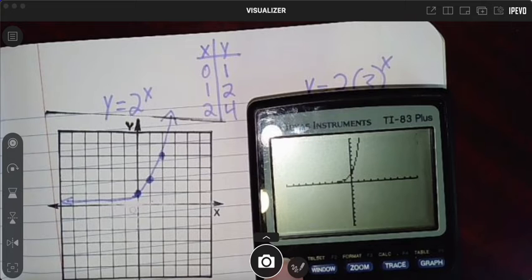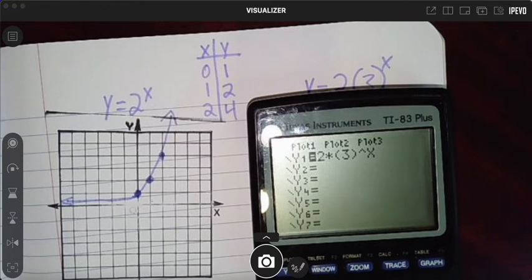Okay. And now I'm going to pick 0, 1, and 2. I would usually pick 0, 1, and 2 because you can see where it levels out at.